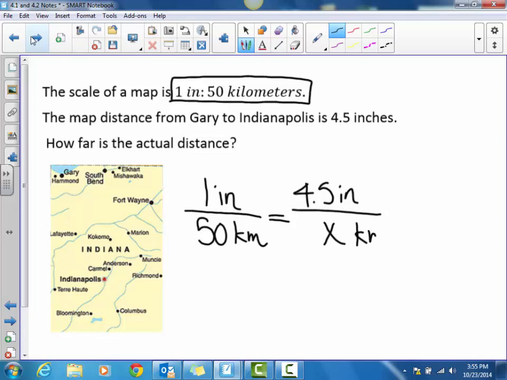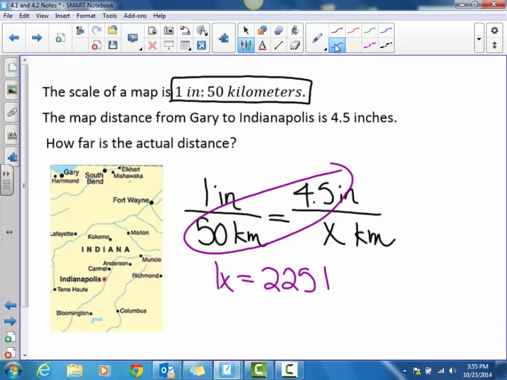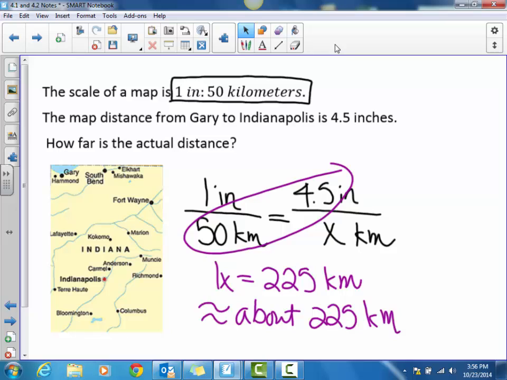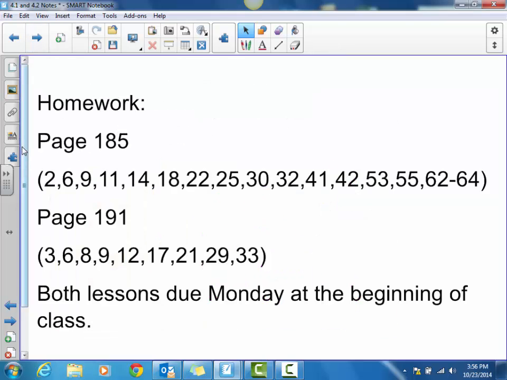How far is the actual distance? How many kilometers is that really? So again, I have a proportion. So I have 1x equals 50 times 4.5. So 225 kilometers. So the distance from Gary, Indiana to Indianapolis is about 225 kilometers. Now if you Google it, Google will tell you that it's actually 226 kilometers, but we were close.